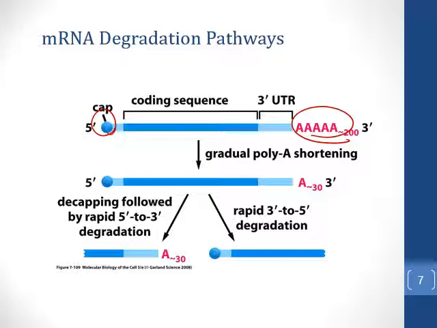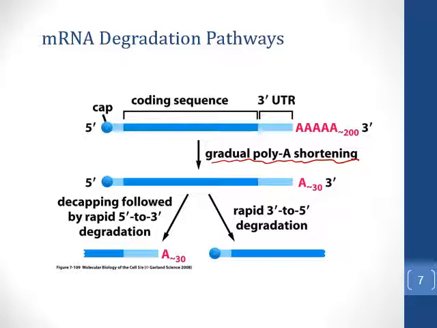Now, here's what's really important. It's going to come up over and over. As an mRNA gets translated, each time it gets translated, the poly A tail gets shorter and shorter and shorter. This is why it says gradual poly A shortening. Now imagine what's going to happen here. As the poly A tail gets shorter and shorter, it's going to lose its ability to protect the 3' end.